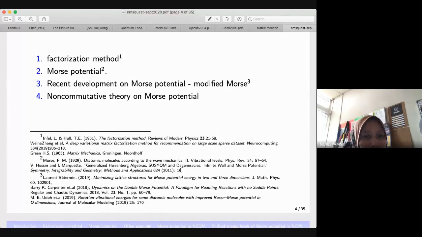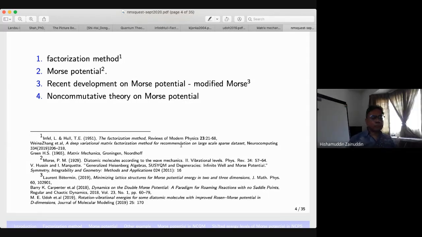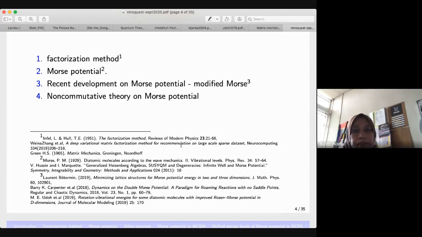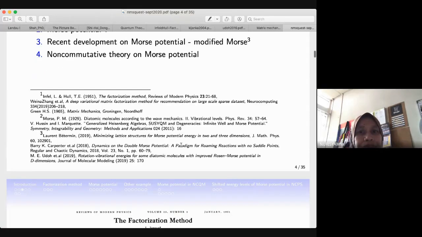So we look here, there are Morse potentials in different, higher dimensions, then double Morse potentials, and then improved, modified kinds of Morse potentials, Rosen-Morse, and so on and so forth. And for work on non-commutative theory on Morse potentials, there's not a lot, so that's why we are interested to look at them.